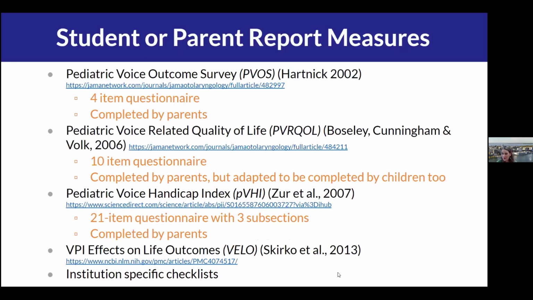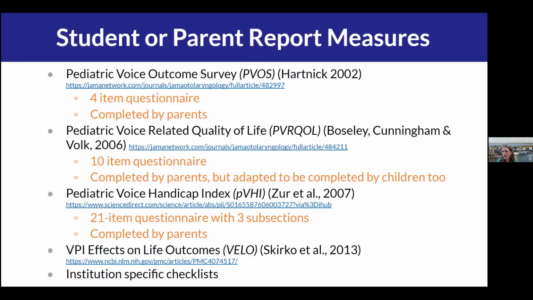And then this is a really busy slide, but these are somewhat standardized student or parent report measures. And all but one of them are available at no cost, open access. So the Pediatric Voice Outcome Survey is a very short four-item questionnaire that's completed by parents. And I have links to all of these. Again, there's no charge for these.